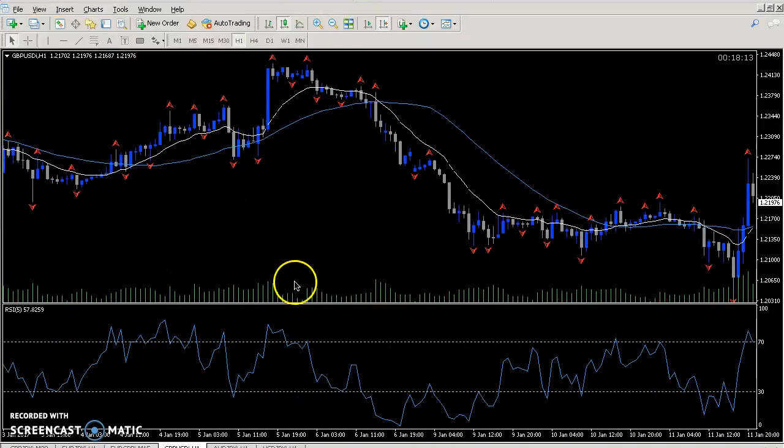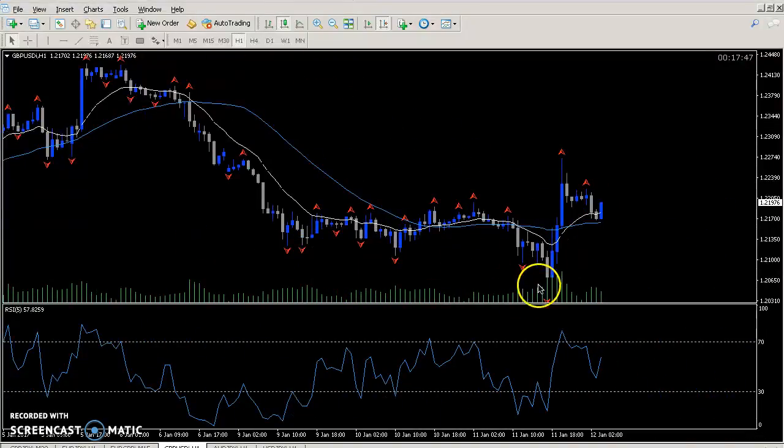The volume indicator. We're gonna dive into this a lot more later, but the volume indicator is basically letting you know where all the high transactions are and what's happening.